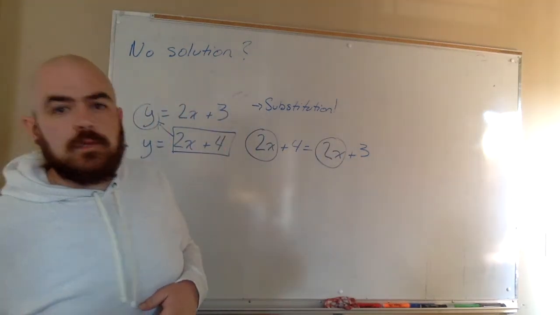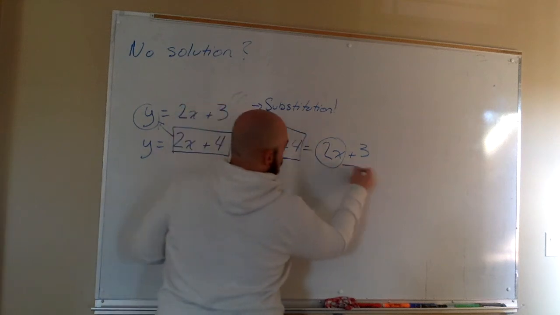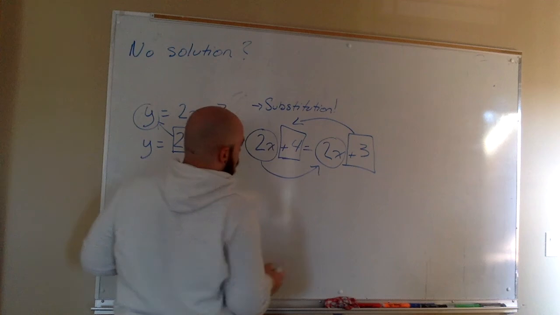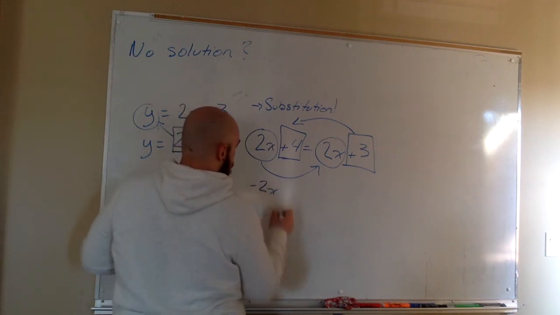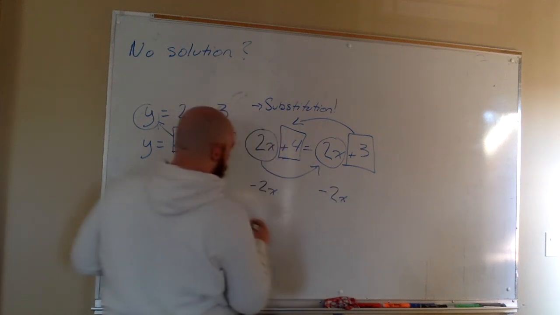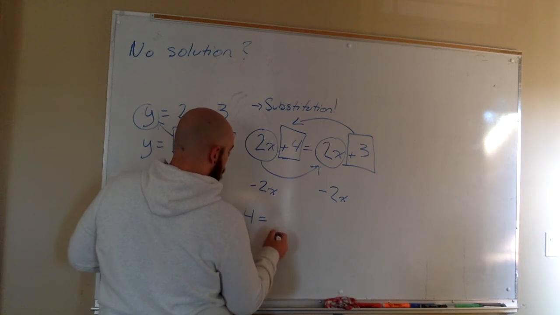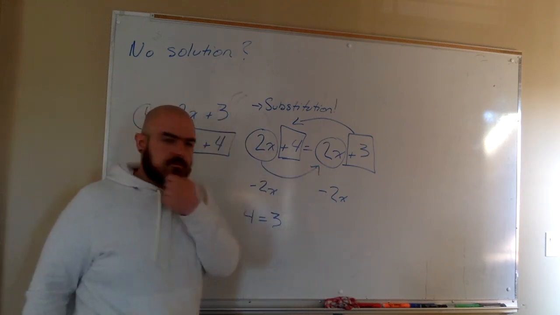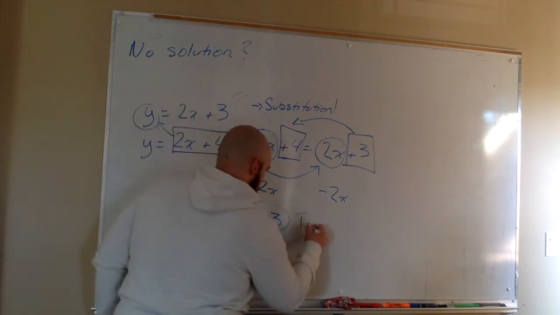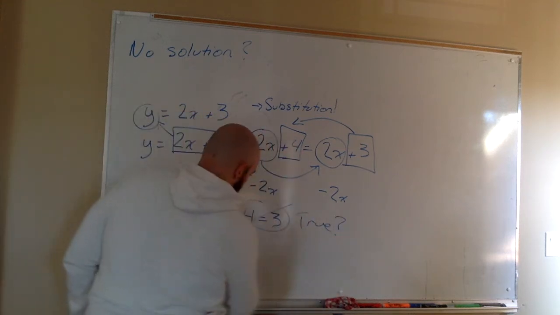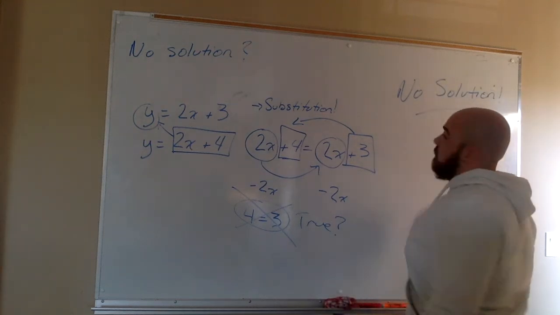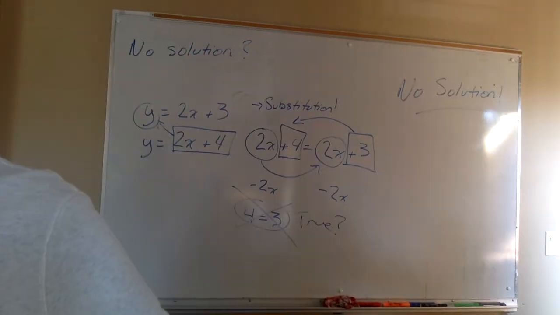Now I'm going to solve these by getting the variables on one side and the constants on the other. So my first step is to subtract 2x from both sides. And when we do that, we're left with a 4 on the left side and a 3 on the other side. 4 equals 3. Hold on, we got to ask ourselves now, is this true? Hopefully we all say no. That tells us that we have no solution to this system of equations.